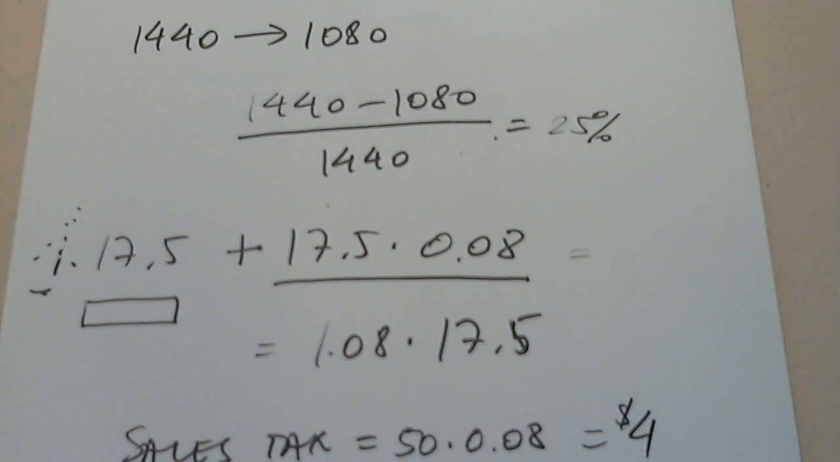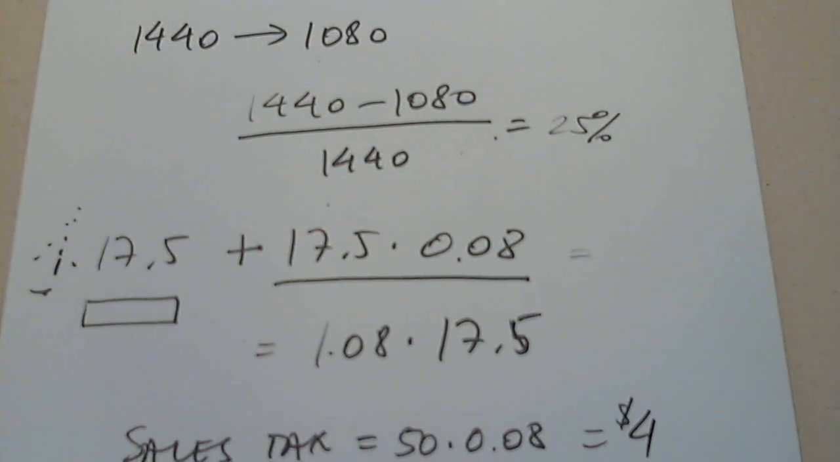That's $4. Excellent. And what about the total cost? Anybody, the total cost? The purchase price is $50. The sales tax is $4. What will I end up paying? $54. That's it. Very good. Excellent. Well done. Moving on.